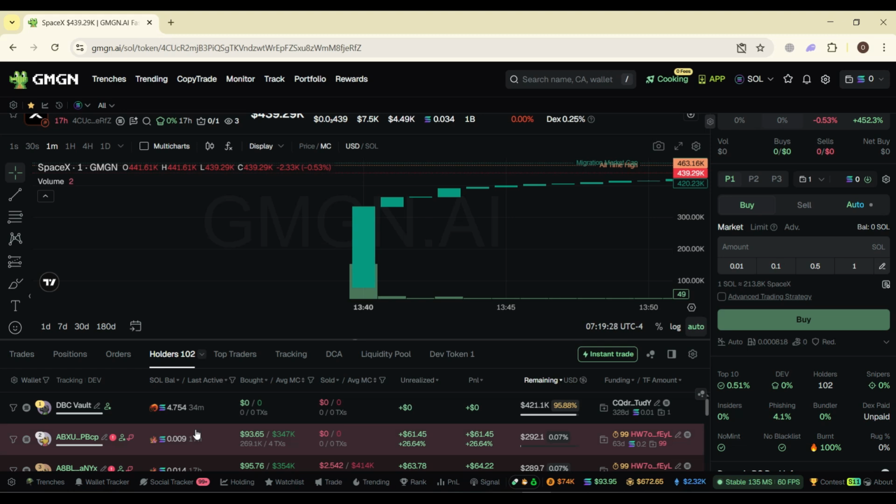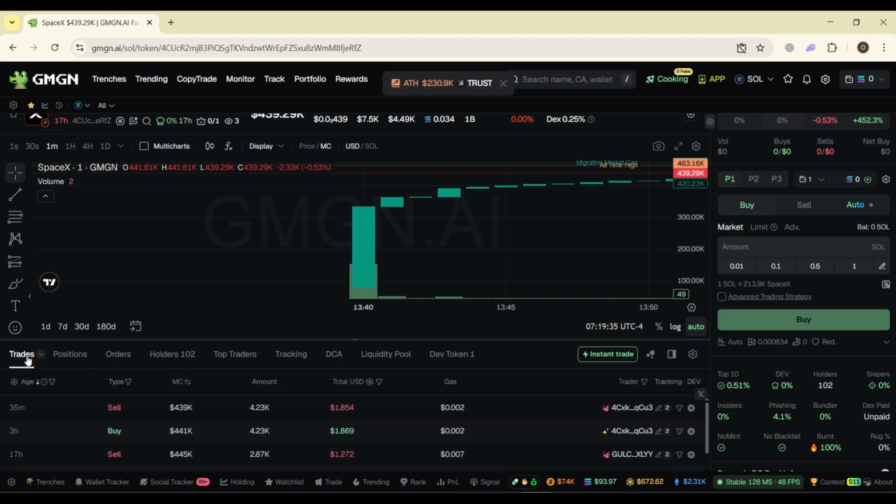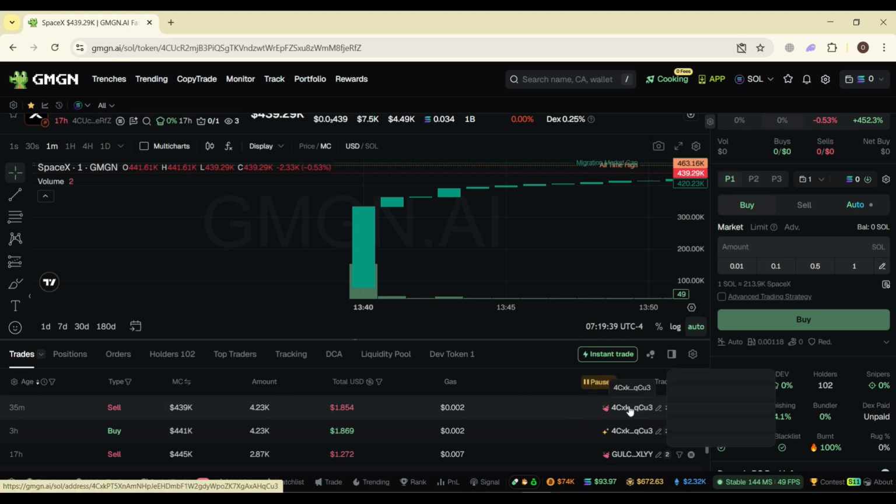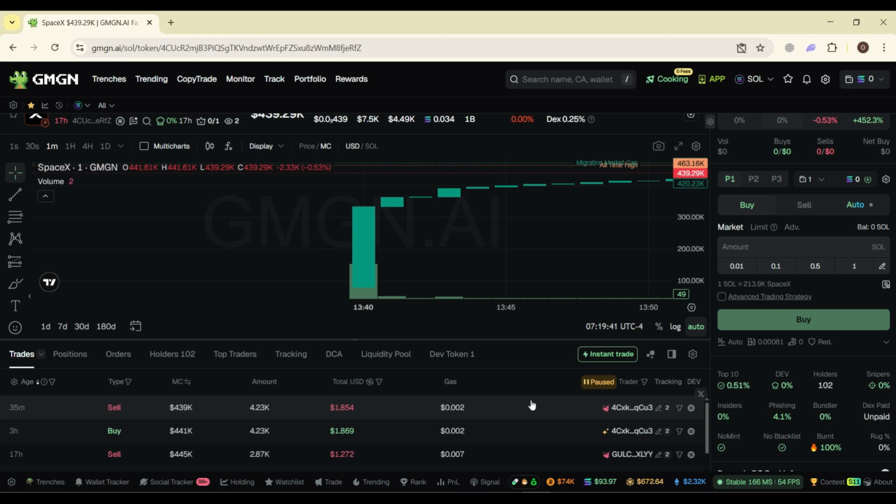Identify active wallets. Start by finding wallets that trade frequently and enter early. Okay, you can check this in the trade section, and they show consistent activity. You have to find those wallets. After that, you can also copy their wallet address, and then you can track their activity.